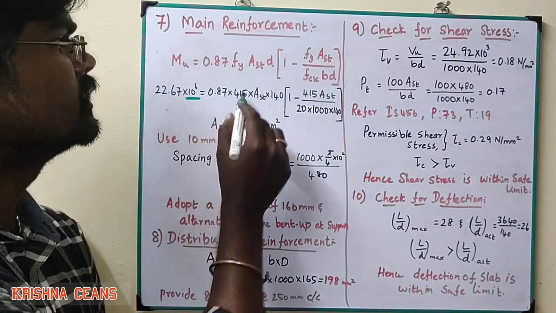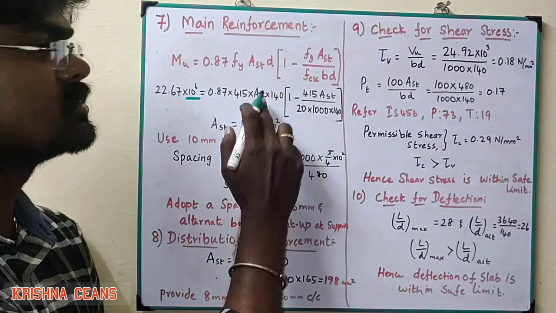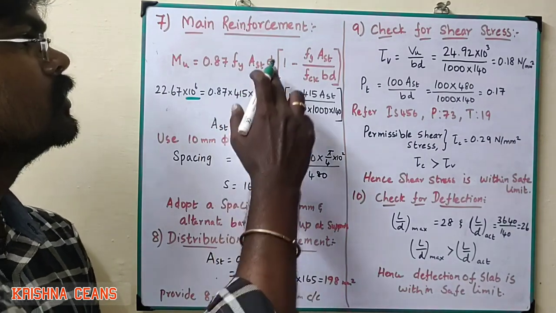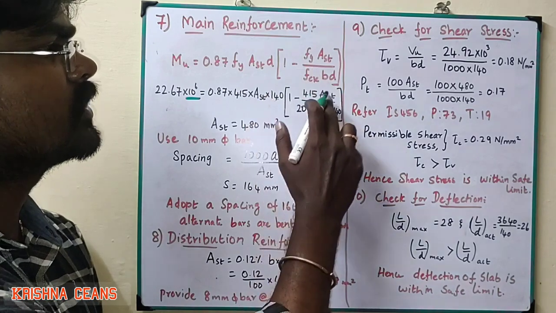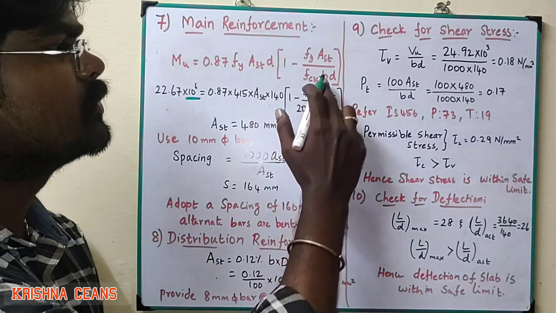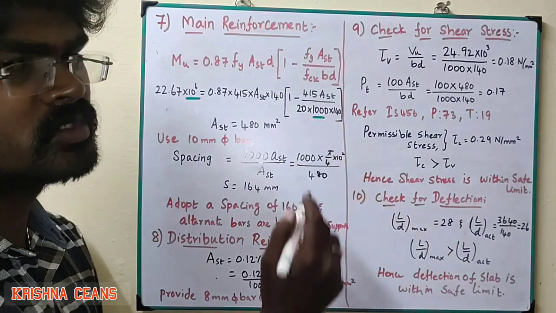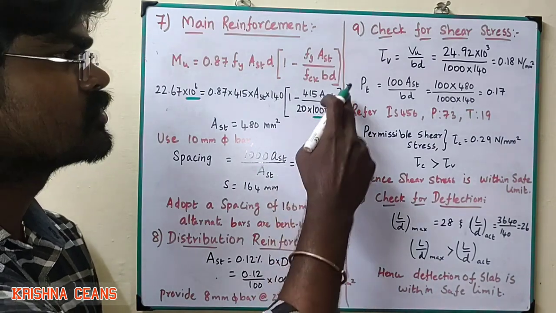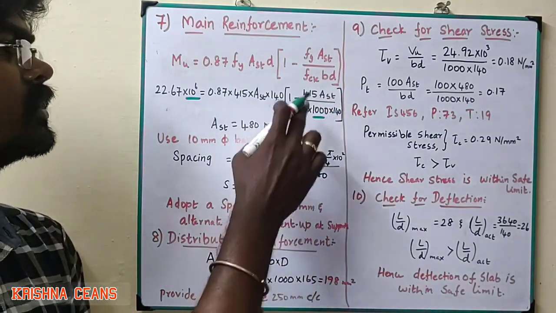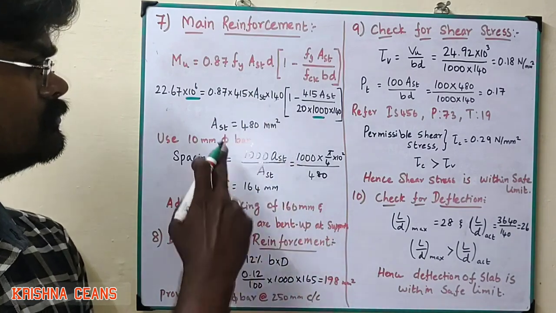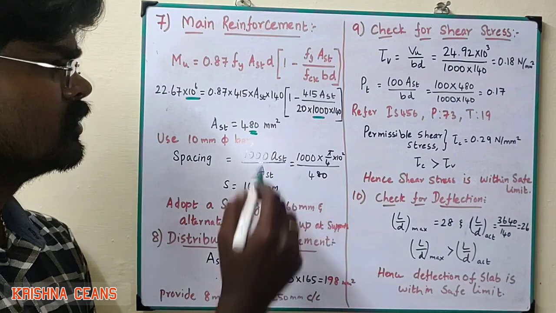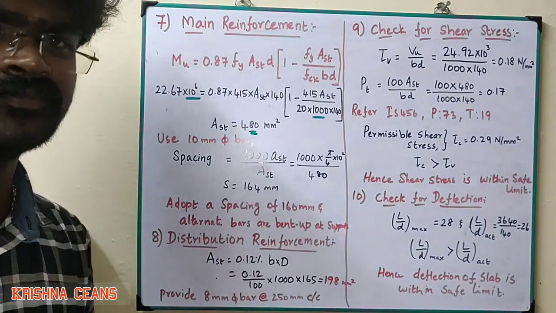Then 0.87 into fy is 415, Ast is going to be found out. D is effective depth 140. So 1 minus 415 Ast divided by 20. B is, we always design for 1 meter, so that's why we provided here 1000 mm. And d is 140. So after simplifying this equation, we get Ast equal to 480 mm square.